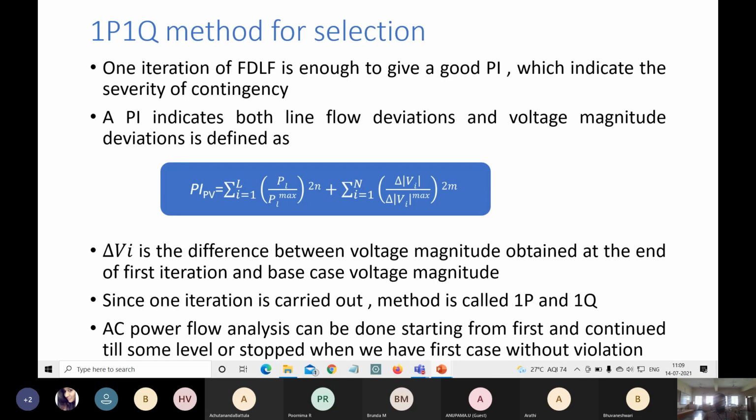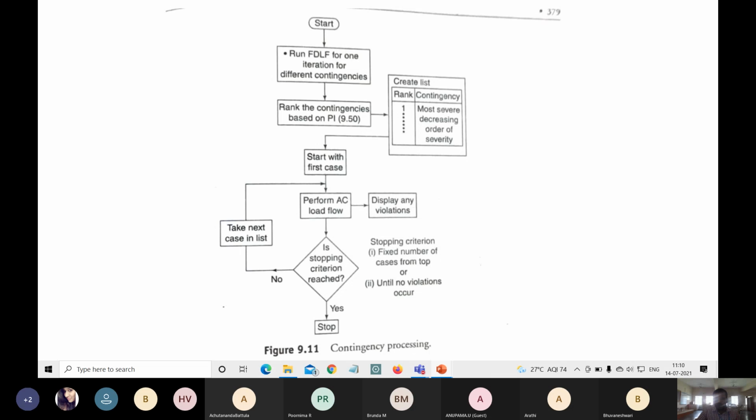First case without violations, and the loop continues. How it is performed, we can look at using this flow chart. First you have to start the iteration. Run the fast decoupled load flow analysis. You will have different load flows: Newton Raphson, fast decoupled, and decoupled only.